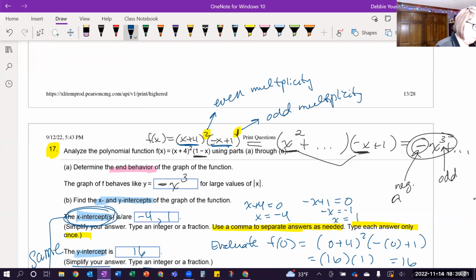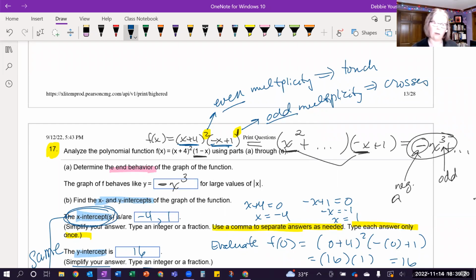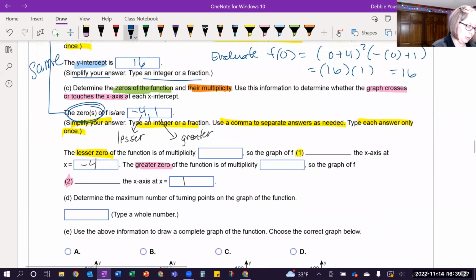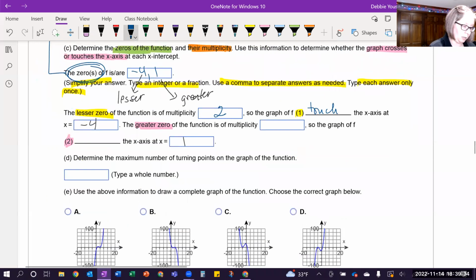multiplicity. So depending on whether you get even or odd, it tells you whether the graph is going to cross or touch. If you get even, then that tells you that at that x-intercept, it is going to touch the x-axis. And if you get odd, it's going to tell you that it crosses the x-axis. So now I just got to put that in the correct blanks. So the lesser zero of x equals -4 had a multiplicity of 2. And because that was even, it was going to then touch, or I guess it says touches.